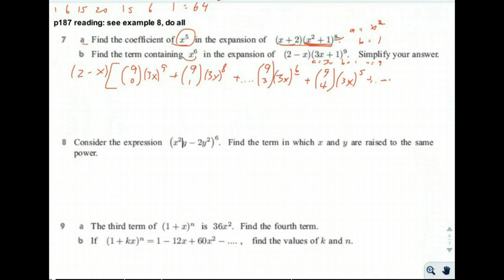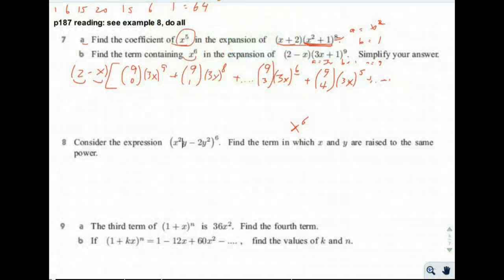And we're going to need both of those. And the reason why is because, in the end, they want to know what is the x to the 6th term. But since you're multiplying this polynomial by 2 and you're multiplying it by negative x, there's 2 terms which contribute to the x to the 6th term.